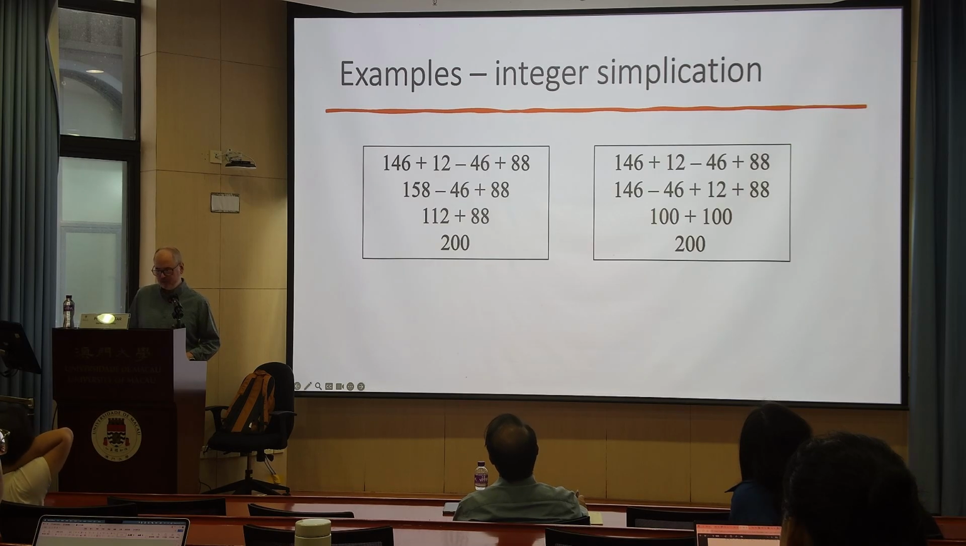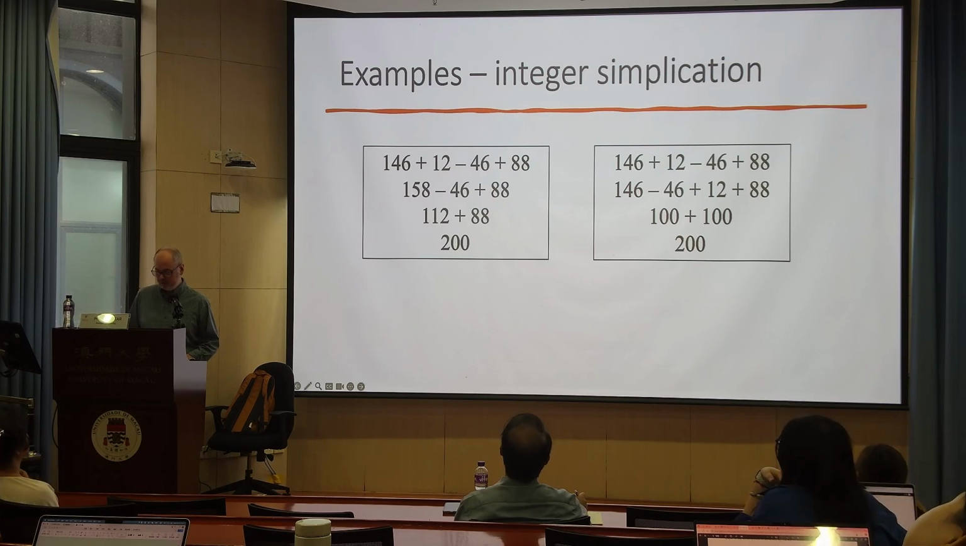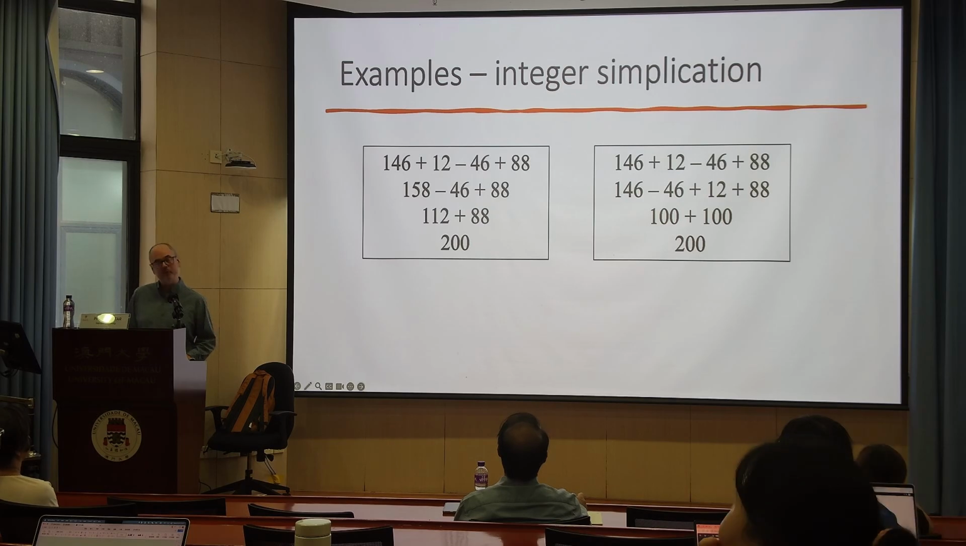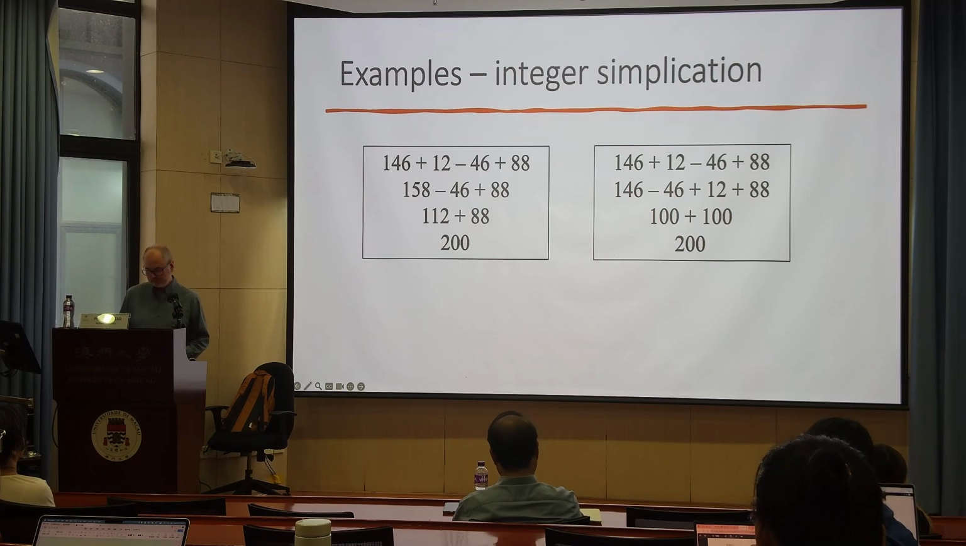With integer simplification, the strategy on the left is where I might just move from left to right, and that might be a standard way to solve problems like this. But by switching the order of the terms, by commuting them, we can make the additions and subtractions much easier to do. So again, I'm illustrating here that there are multiple methods. Some are better than others, depending on the particular structural mathematical features of a problem.